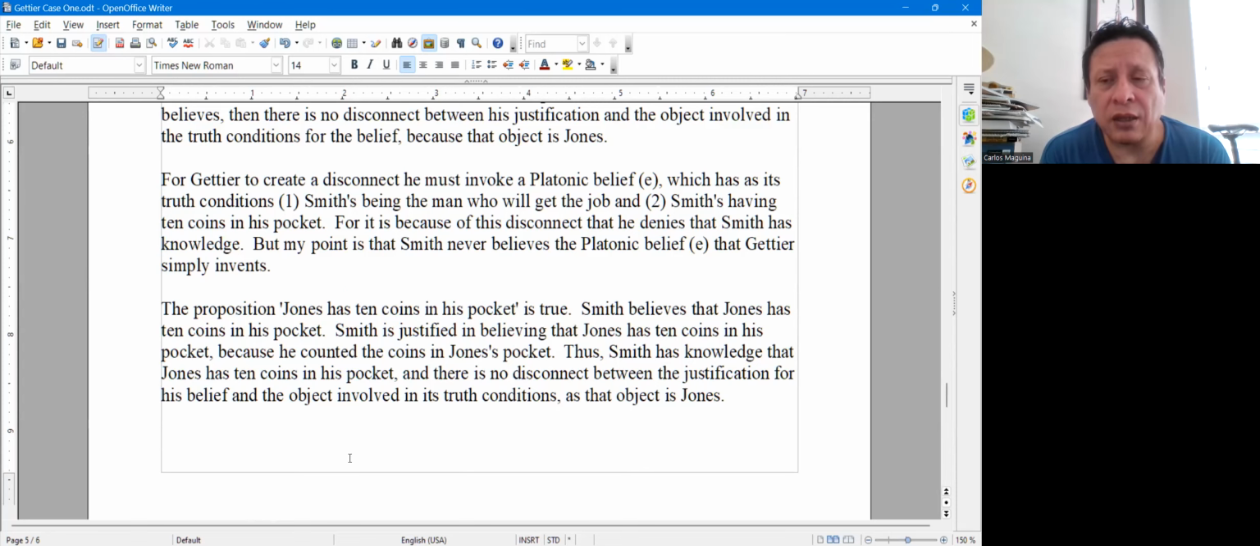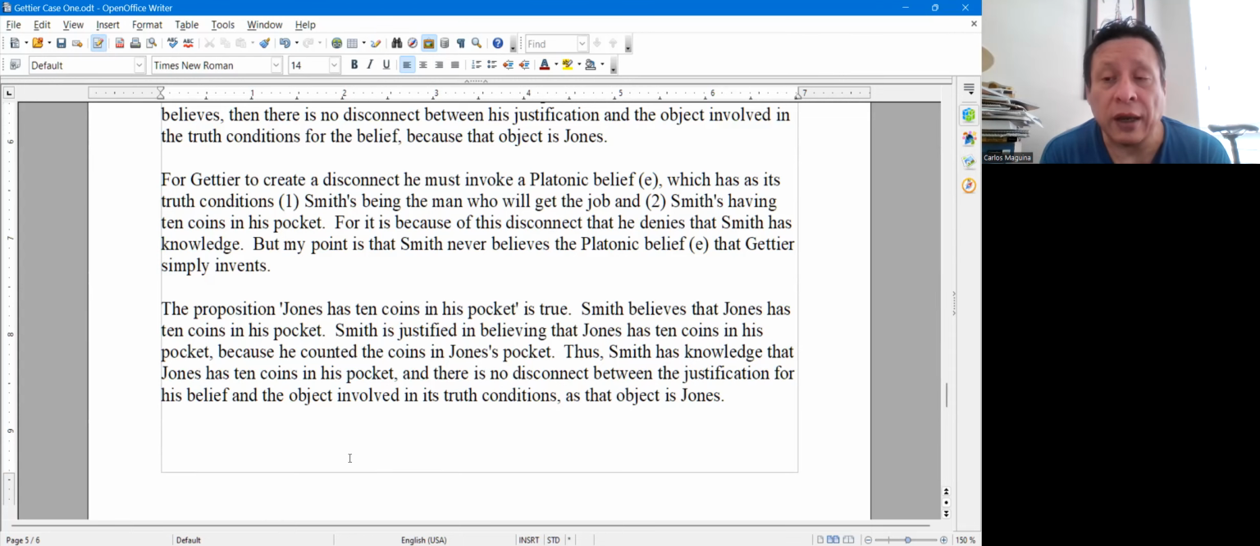Only if you get stuck on thinking the proposition is the man who will get the job has 10 coins in his pocket, and you don't realize that that has to mean Jones has 10 coins in his pocket, then you might start to think, well, the expression the man has 10 coins in his pocket refers to somebody, and so the relevant somebody must be the person who fits the definite description, and that person is Smith. So Smith is the man who will get the job. No, that's wrong. That's wrong, right?